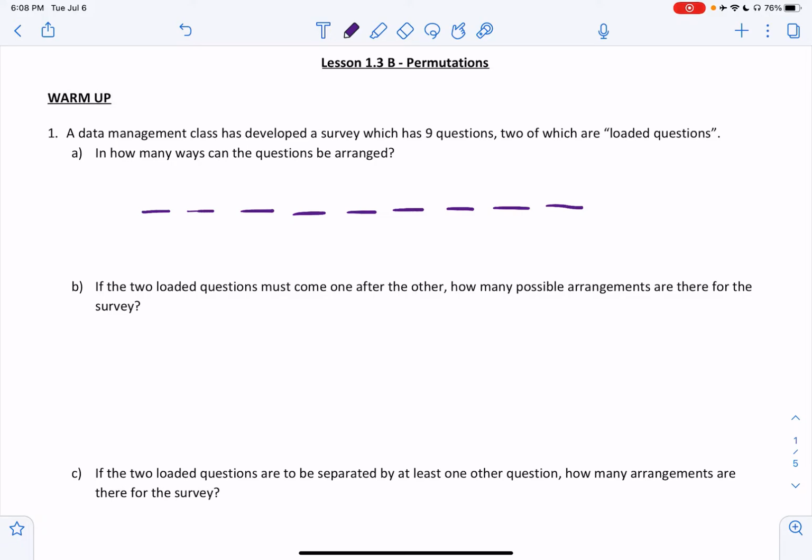So when we go to pick that first question, we have all 9 questions to choose from. Then for question 2, because we've already used one up, we only have 8 questions to choose from. Then we would have 7 questions to choose from, 6, 5, 4, 3, 2, 1. Now, because we require question 1 and question 2 and question 3, we multiply here.